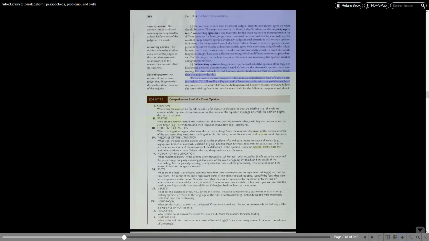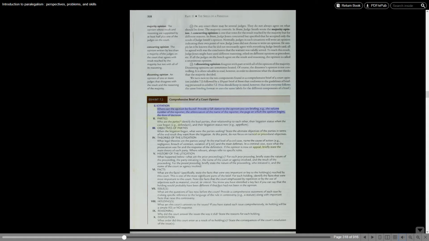We turn now to the 10 components found in a comprehensive brief of a court opinion, Exhibit 7.2, followed by a 10-part brief of People v. Bruni that conforms to the guidelines, presented in Exhibit 7.2. You should keep in mind, however, that not everyone follows the same briefing format or uses the same labels for the different components of a brief.